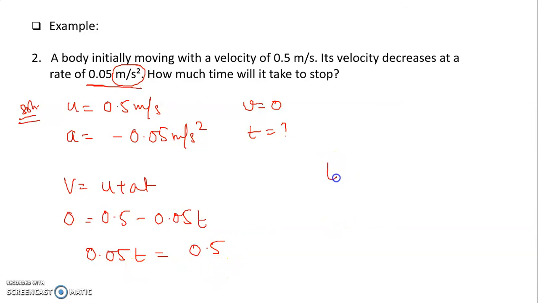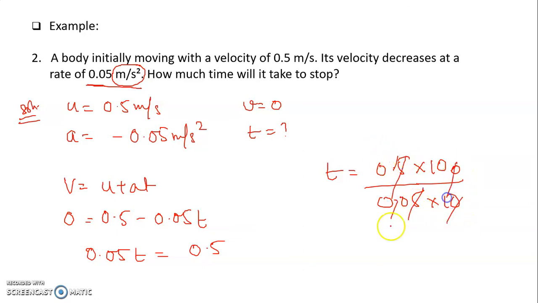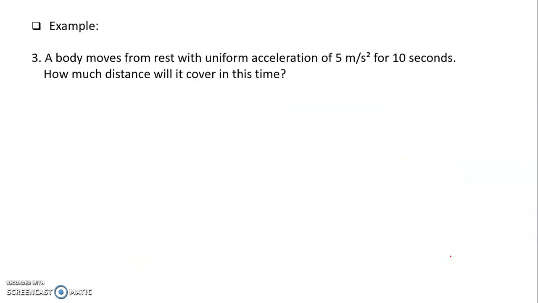So t, what will t come as? 0.5 by 0.05. If you want to replace the decimals, how we are going to do that? Decimals are gone now. 5 and 5 cancel. So answer will be 10 seconds. Is it clear to all of you? So let us move on to the third question.